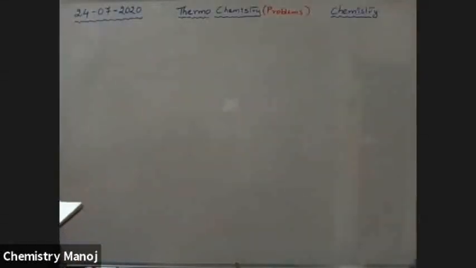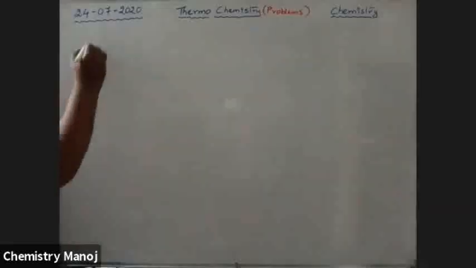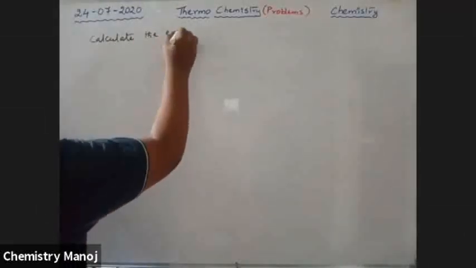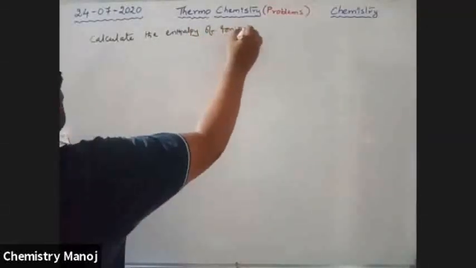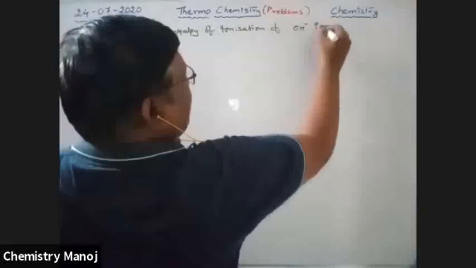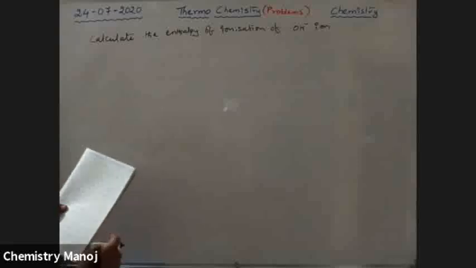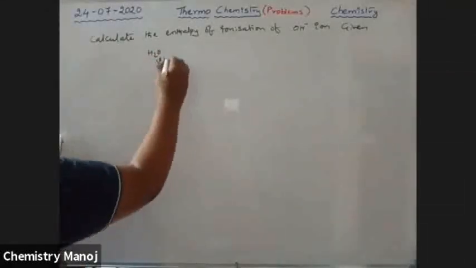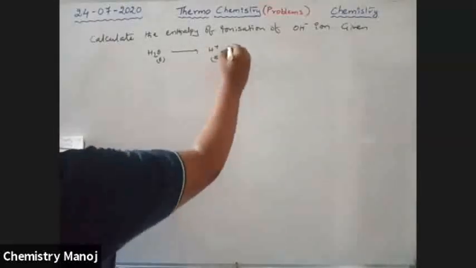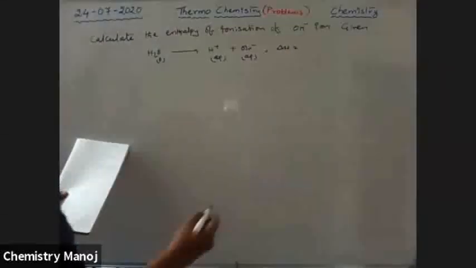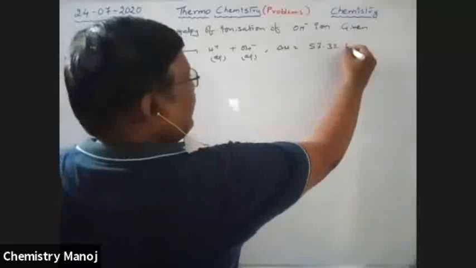Next. Calculate the enthalpy of ionization of hydrogen ion, given H2O liquid gives H plus aqueous plus OH minus aqueous, delta H is equal to 57.82 kilojoules.